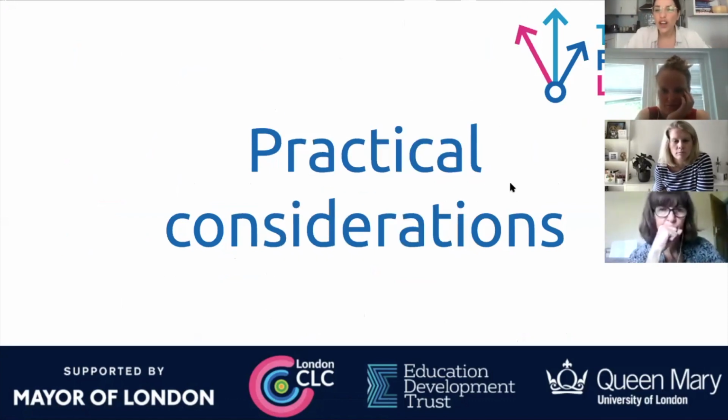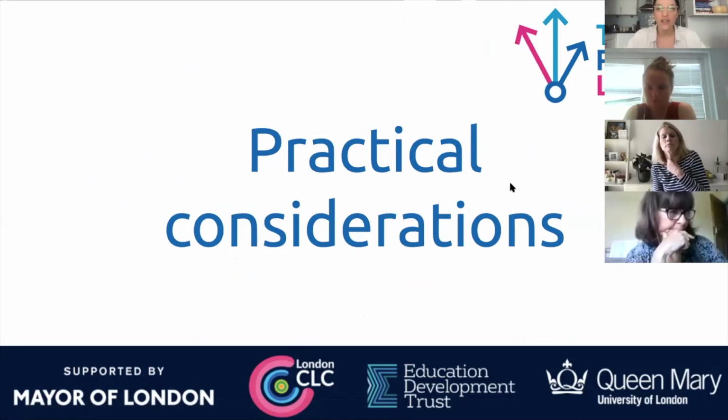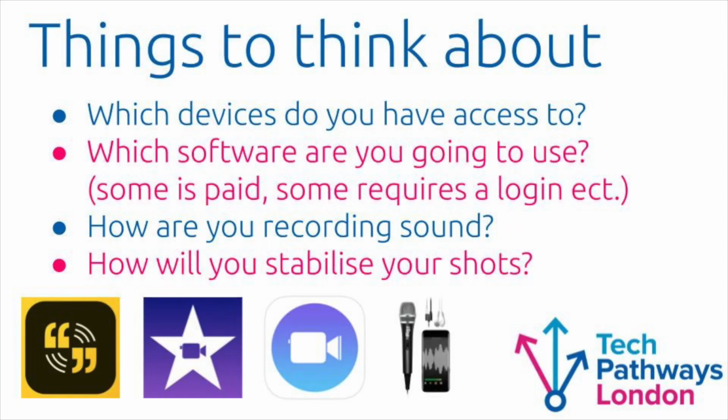But we've got to think practically. We don't have unlimited budgets. How nice would that be? We can't all go and buy fancy equipment. So we need to think about how we can make the best of what we've got. And these are the main practical considerations that we need to think of. Step number one, what devices have you got access to? We don't need to get into buying new stuff.